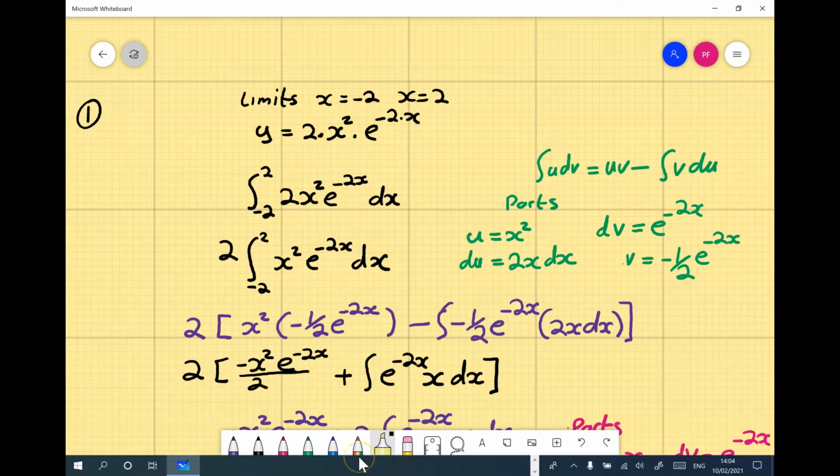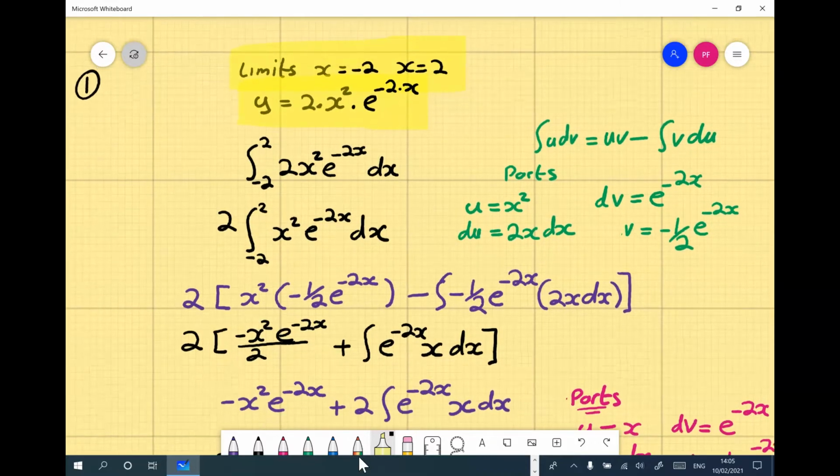Okay, so the first question that you'd sent me was to find the area under the curve y equals 2x squared times e to the power of minus 2x, and your limits were between x equals minus 2 and x equals 2. So I set up my integral and I just rewrote it without my dots just to make it a little easier to look at, and then I pop my 2 outside my integral here.